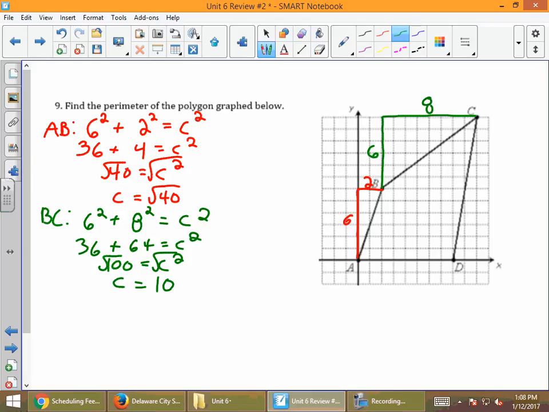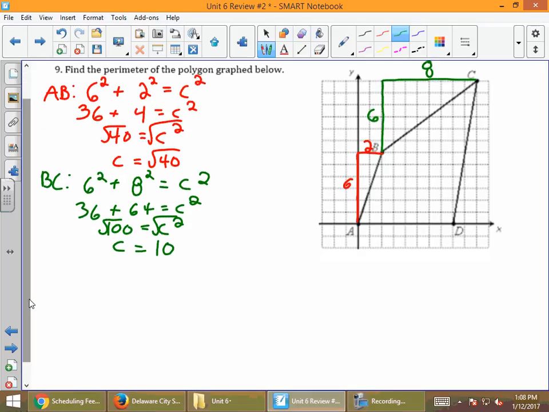And some of you say, yeah, I got that a long time ago. How did I get that? Well, because I know this is a 6, 8, 10 triangle. It's a Pythagorean triple. So we could have done that, but no big deal. We found it anyways. All right, the last one that we need to find using the Pythagorean theorem looks like segment CD.